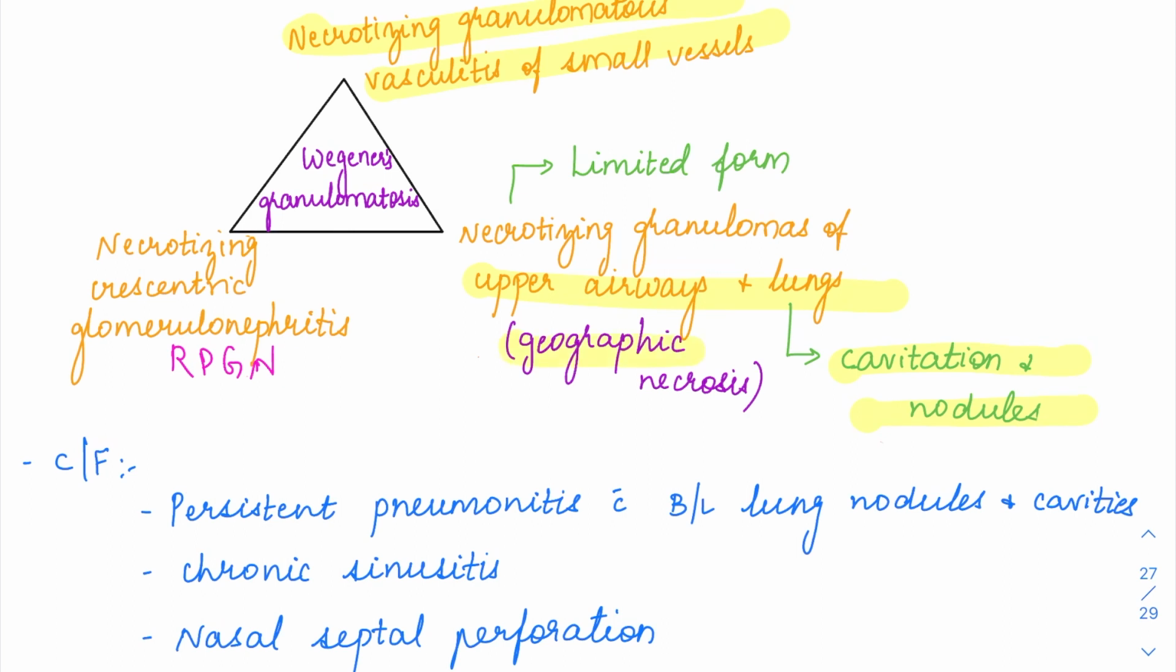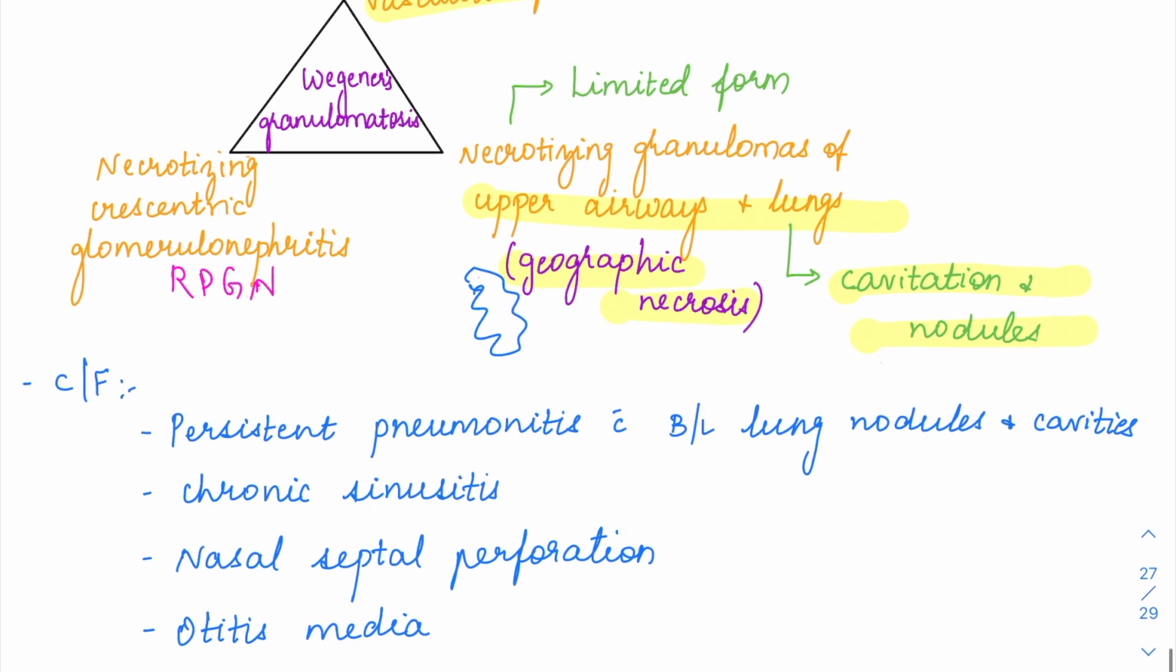And the necrosis which we see here is a geographic kind of necrosis. Like this it is going to form. So where else do you see geographic necrosis? In glioblastoma, brain. So glioblastoma also you have this geographic necrosis. Other than that, Wegener's granulomatosis also has geographic necrosis.